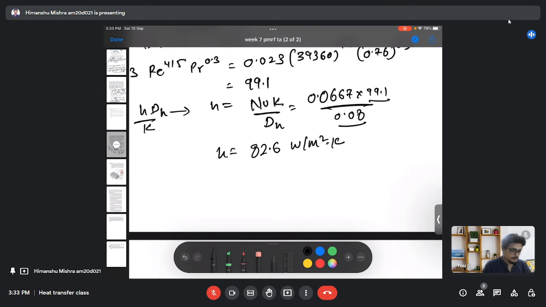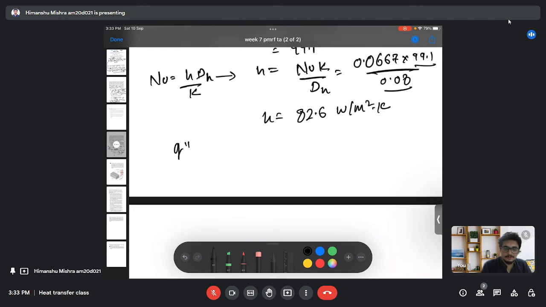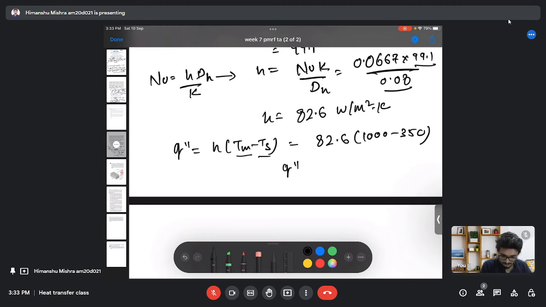Now we have the heat transfer coefficient, so we can find the heat flux from Newton's law of cooling. We have been given the mean temperature as 1000 Kelvin and the surface temperature as 350 Kelvin. So the heat flux is 3.7 kilowatt per meter square.